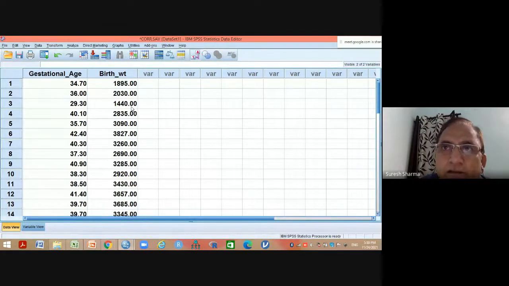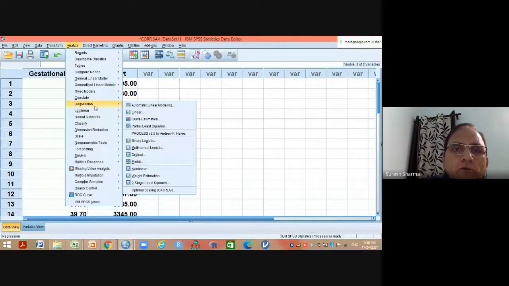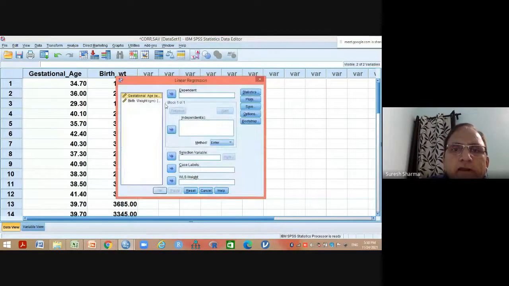So I have to run regression now, regression of birth weight on gestation, so that I can give any value to gestation and estimate birth weight, right? So I need an equation. That is called simple regression. So let's apply simple regression. Go to Analyze, Regression, Linear, and in Linear the dependent variable is birth weight, the independent variable is gestational age, because birth weight depends upon gestation, and press OK.